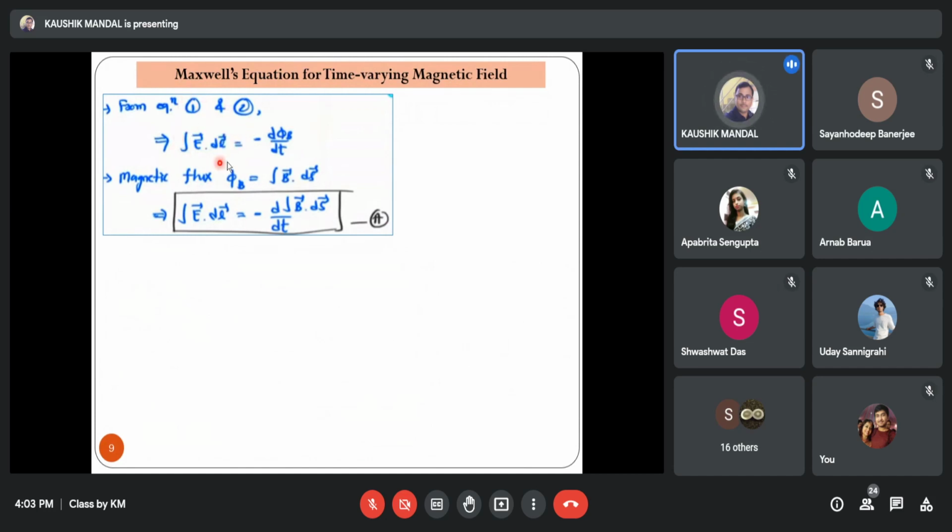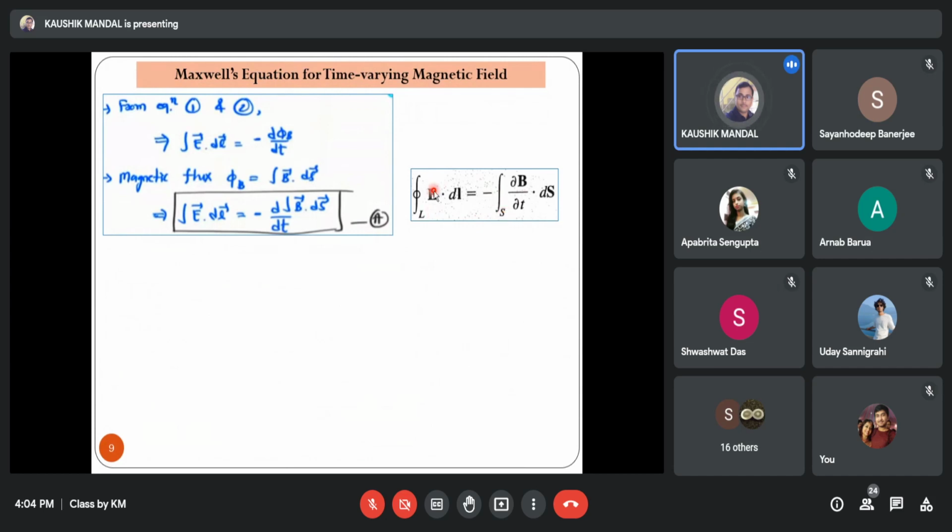Once we compare these two equations, we find that the integration of E dot dl equals minus d phi b dt, where phi b, as I have already mentioned, is nothing but the magnetic flux. We already have knowledge of the magnetic flux: it is the integration of B dot ds. So if you put that in this equation, it becomes the integration of E dot dl equals minus d dt of the integration of B dot ds. This particular equation, in its simplest form, is known as the integral form of Maxwell's equations for the time varying magnetic field.